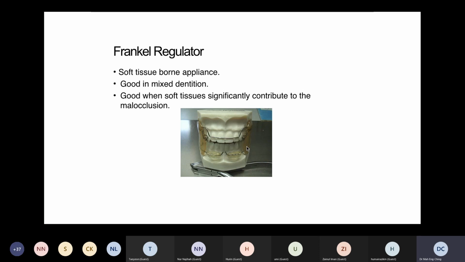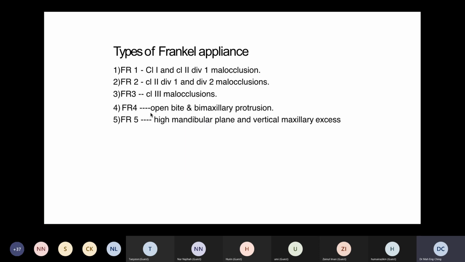Then finally we come to the Frankel regulator. Frankel has a different concept. They say the malocclusion is caused by the tongue and the buccinator, the circumferential muscles, so they want to take away all these forces. Soft tissue based appliances are good in mixed dentition, when soft tissue significantly contributes to the malocclusion. If you take away all these forces, then hopefully the jaw and the teeth will develop in better positions.